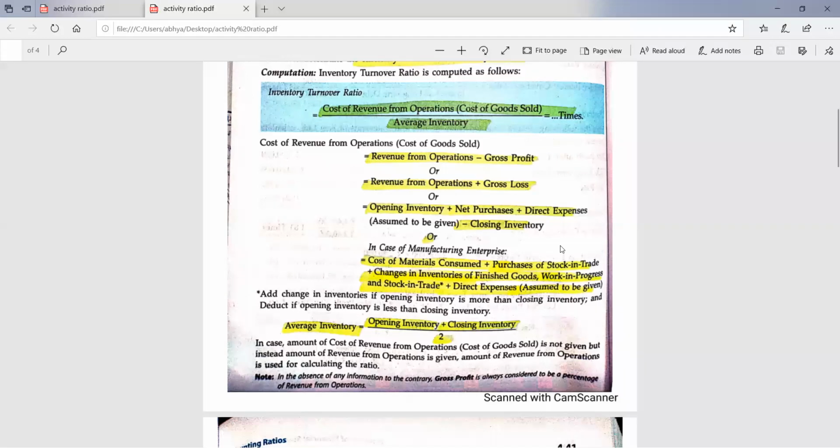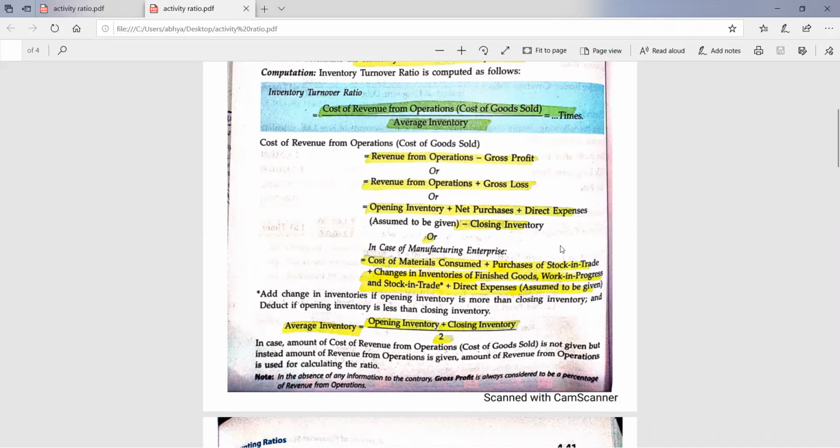And if gross loss is given, net sales here is written as RFO, revenue from operations. So in 12th class, you will be following the alternate name, that is the RFO. In all the questions, you will find the term RFO, not net sales. But simultaneously, I am telling you net sales because net sales is fixed in your mind, so it will take time to change the concept. So RFO, revenue from operations minus gross profit.